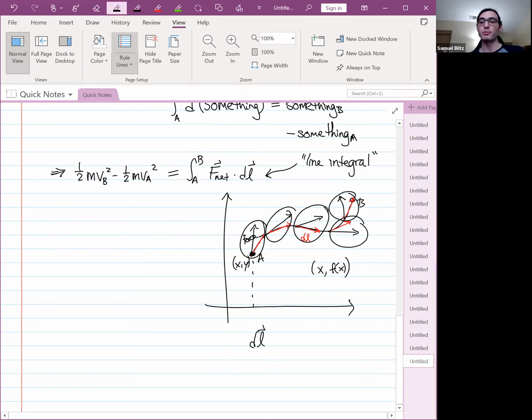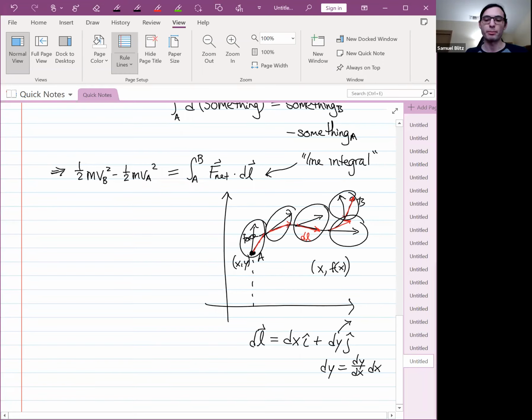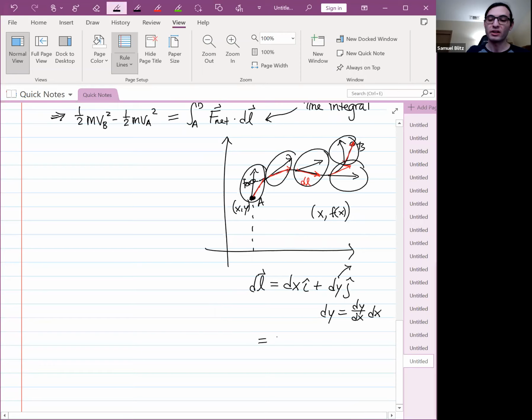direction plus the amount that you move over in the y direction. So this would be dx in the i hat direction. And then how big is dy? dy can be written using the chain rule as dy/dx dx. Insert any dummy variable, but it'll be easiest to use x. So we'll often write dx i hat plus f prime of x dx j hat.